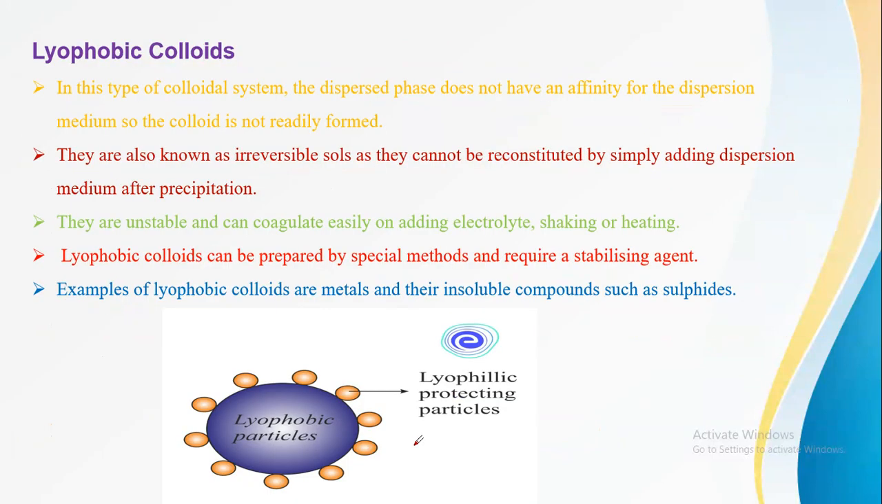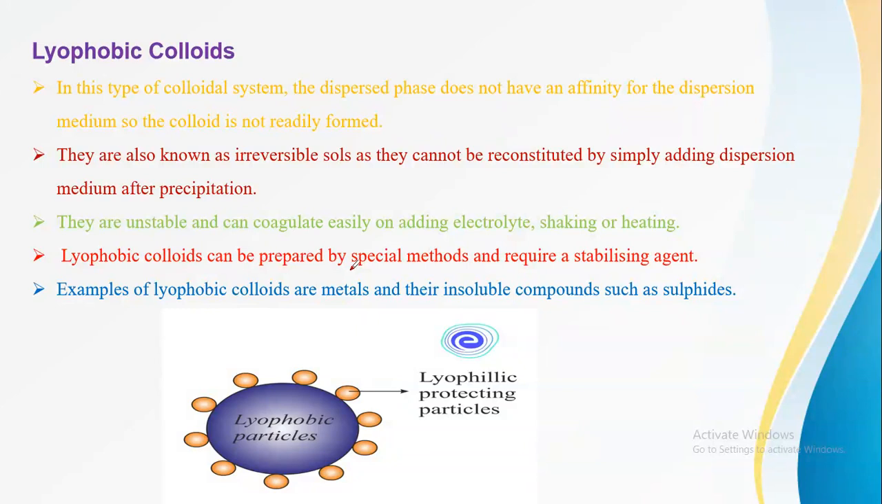And the second type is lyophobic colloids. In this type of colloidal system, the dispersed phase and the dispersion medium have less affinity between them. Since the dispersed phase does not have high affinity for the dispersion medium, the colloid is not readily formed. This type of colloid is also called an irreversible sol, since it cannot be reconstituted by simply adding dispersion medium after precipitation or coagulation. They are unstable in nature and can coagulate easily on adding electrolyte, shaking, or heating.